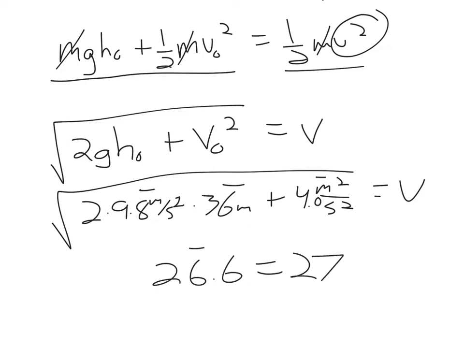And if you notice, I have meters squared per second squared. This is a meters times a meters, which is squared. And when I square root all of that, I will get meters per second. 27 meters per second. Remember, 29 meters per second, that's freeway speed. That's 65 miles an hour. So when you take this water slide, again, assuming that there's no friction, you're hitting the end at freeway speed.